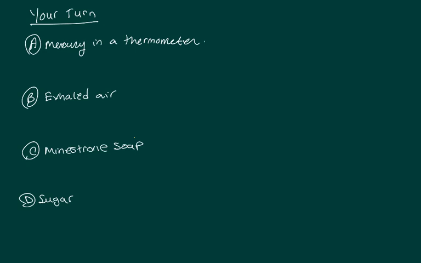So mercury in a thermometer. It seems we can find mercury on the periodic table of elements. So it's got the chemical symbol Hg, so it must then be a pure substance, element.